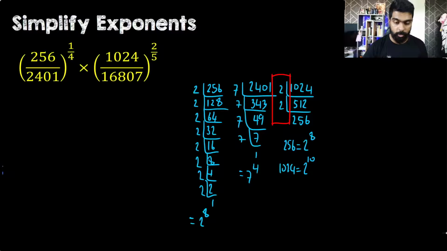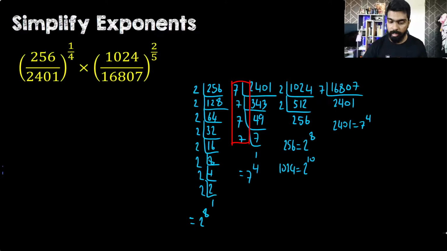Now let's go ahead and do 16807. What do we have? Divide by 7 again. We have 2401, right? And from the previous question, we know that 2401 is 7 to the power of 4, right guys? Therefore, 16807 is going to give us 7 to the power of 5. All right guys, so now we have prime factorized everything. Now we're going to take this and put it in the question.